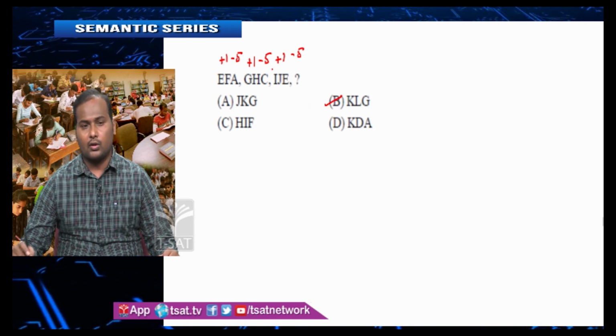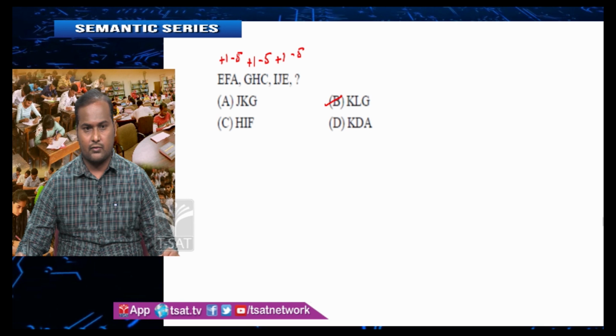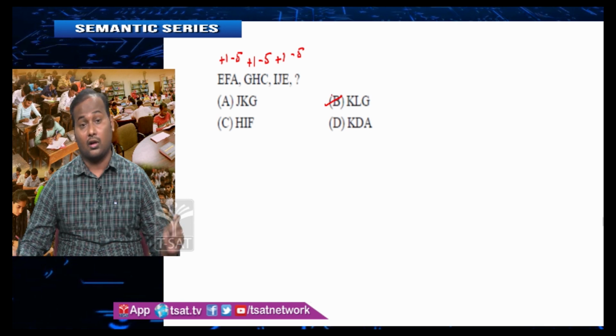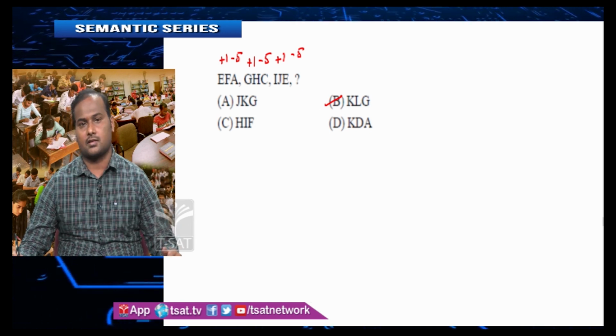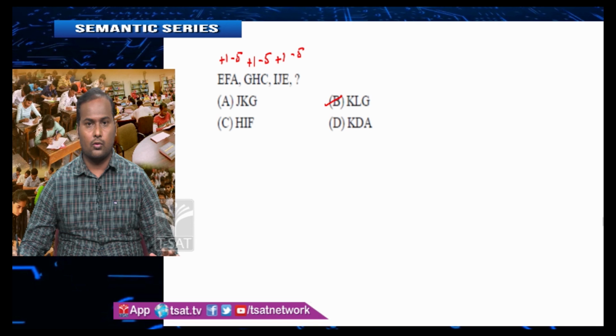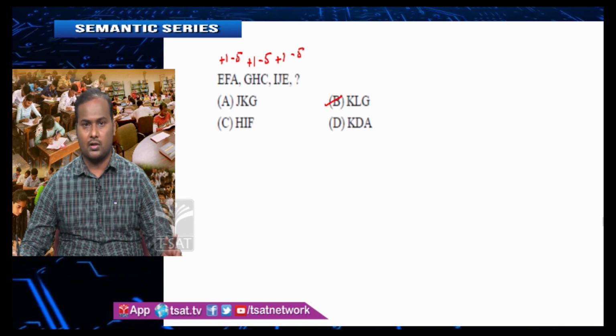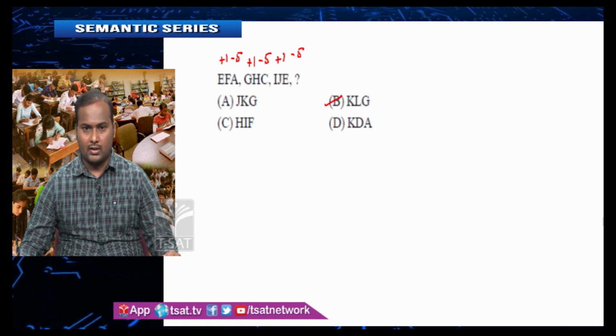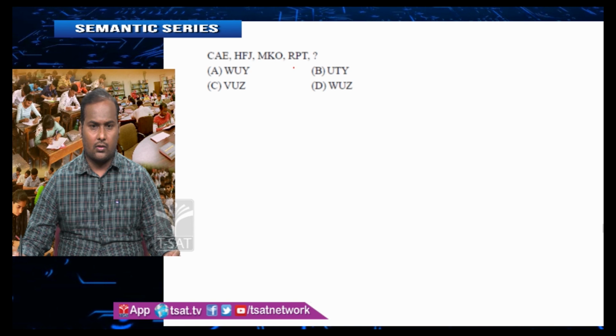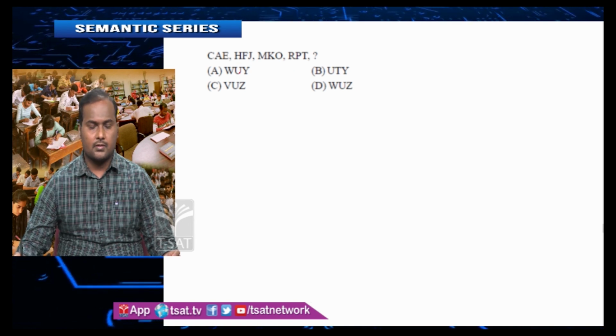But if you get more than one answer following +1 and -5, now you need to check the previous series that we did. So students, no need for confusion. Even though there are two possibilities, only one answer is correct. In this particular series, it is also a mixed series.